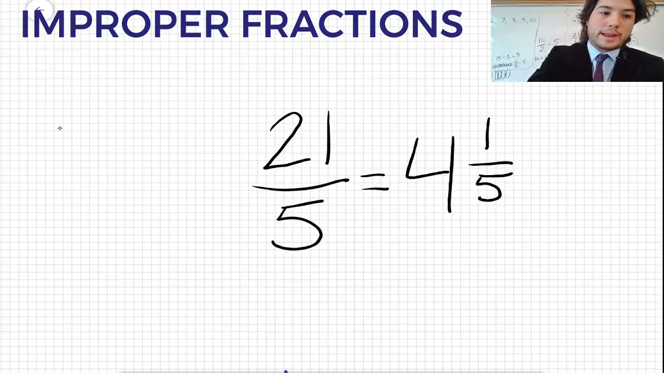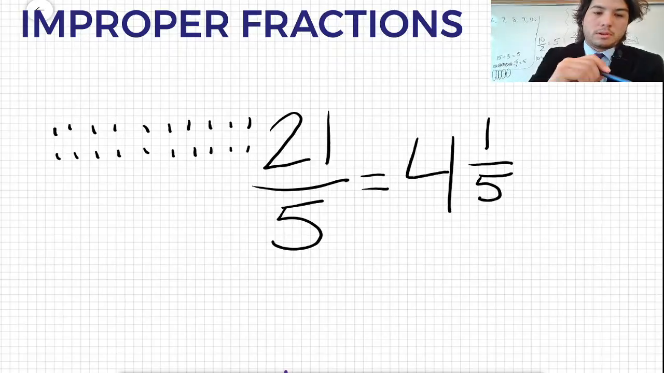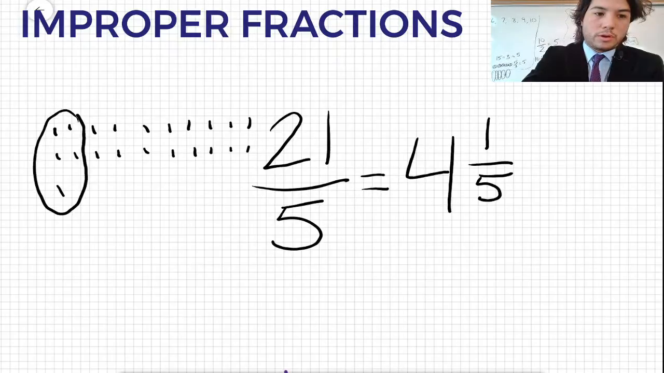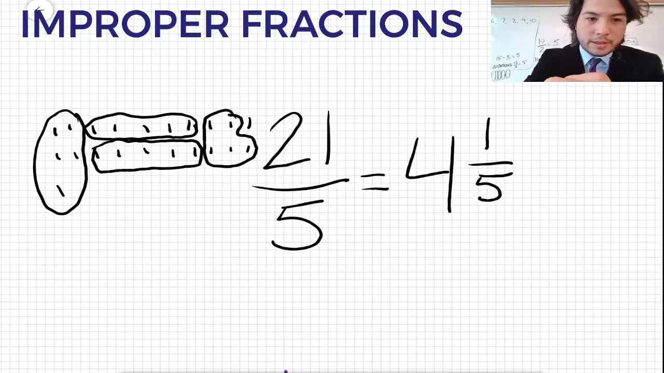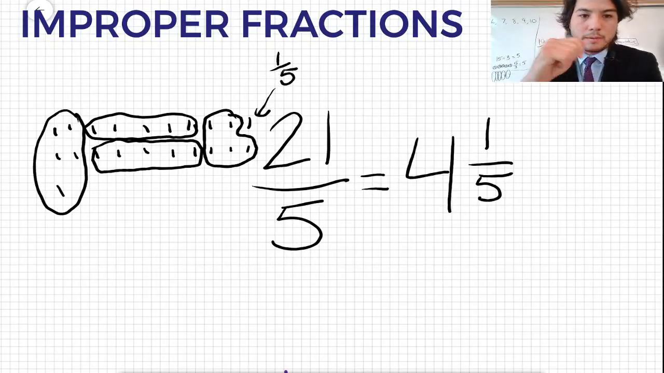Okay, if we were to draw that out, here's our 21. Let's put them into groups of 5. There's one group of 5, or 5 fifths. Here's 1, 2, 3, 4, 5. Here's another group of 5 fifths. Here's another group of 5 fifths, a third group. And here's a fourth group of 5 fifths with this 1 fifth remaining.